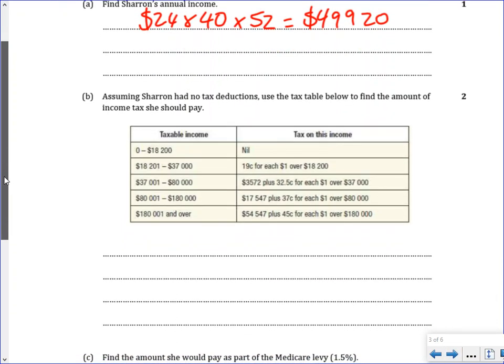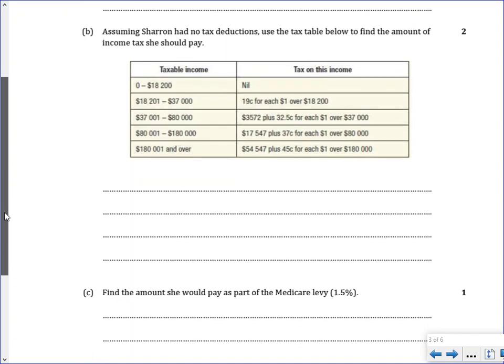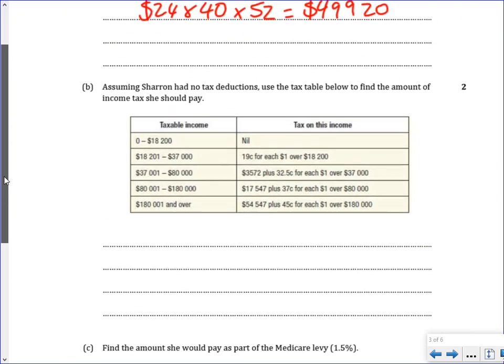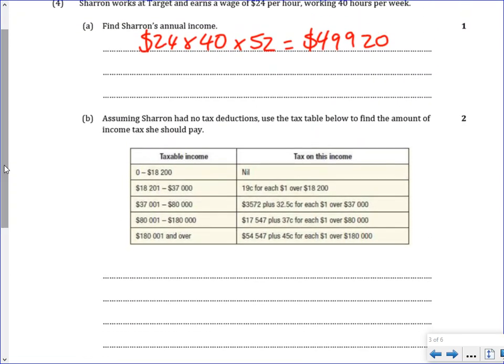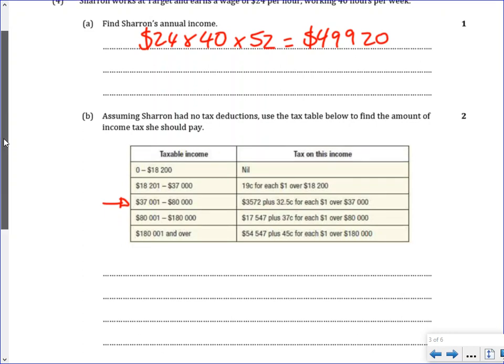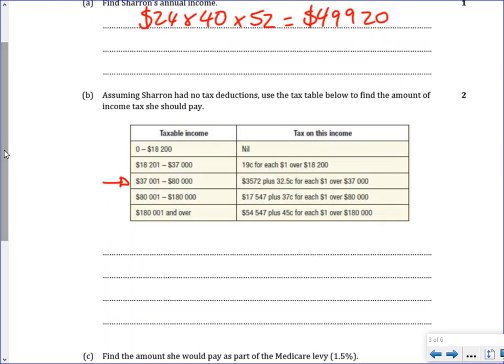Now the next question is saying, well, using that number, what we want to do now is calculate the amount of tax, and we're assuming that Sharon had no tax deductions, all right? So basically we're using that number, $49,920. So that falls us into this tax bracket here, and in this tax bracket, what it's saying is we're going to find everything over $37,000. So let's start off with that.